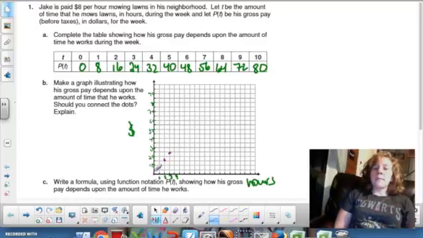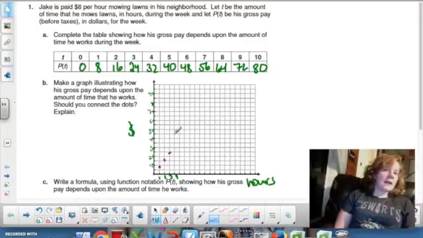You could also make the argument that, you know, he might get $4 for half an hour or something like that. So you may connect the line, but regardless of which choice you make, you need to be able to defend the choice that you make.